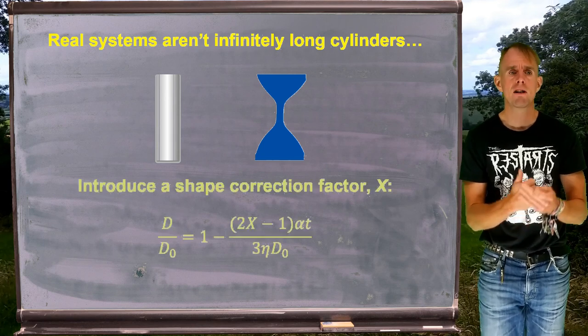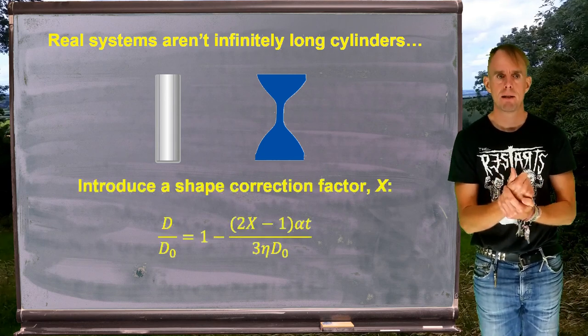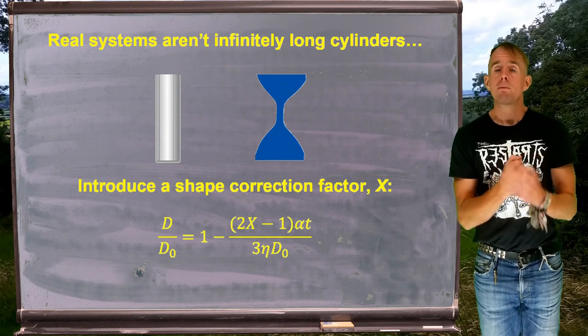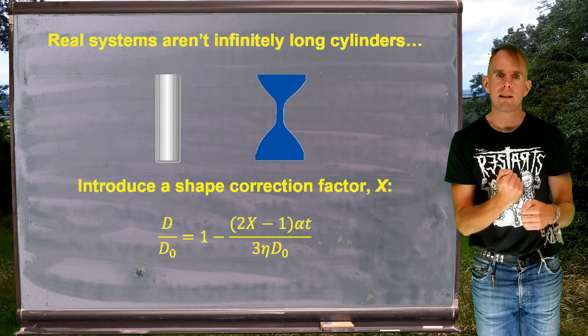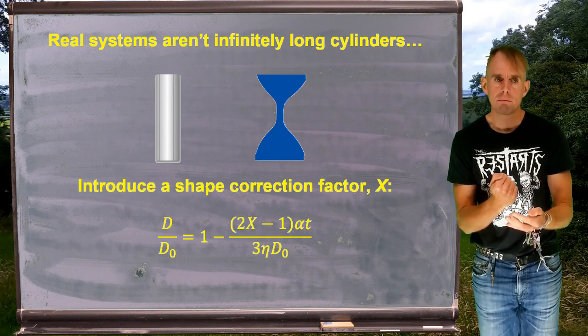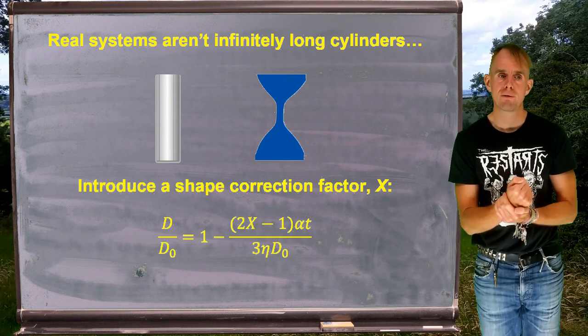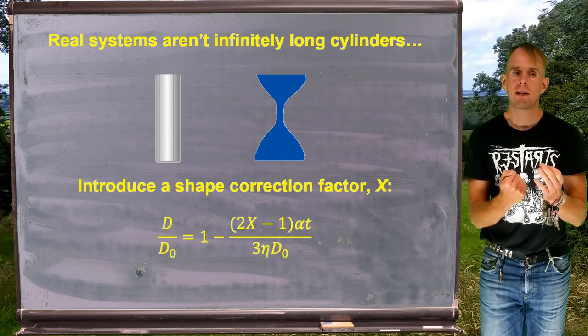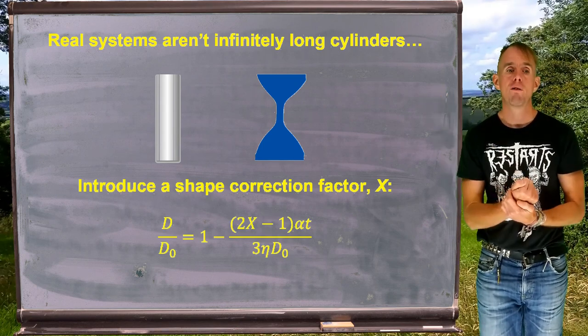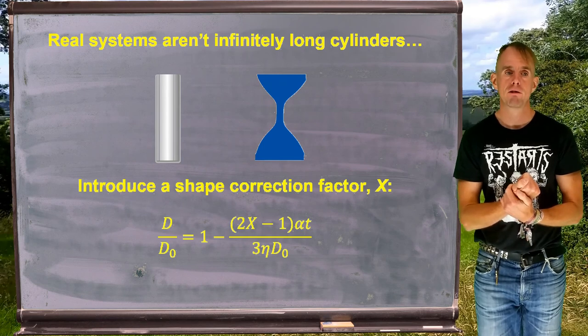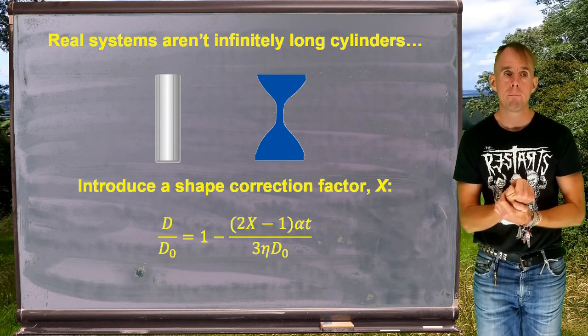And this is where our shape factor X comes in. There's some theory that we're not going to go through now that derives how we get X and how we derive values for X. You can look in the literature to find those if you're interested. But the key thing is that X modifies the numerator of the expression that involves time. So we have that 2X minus 1 term.